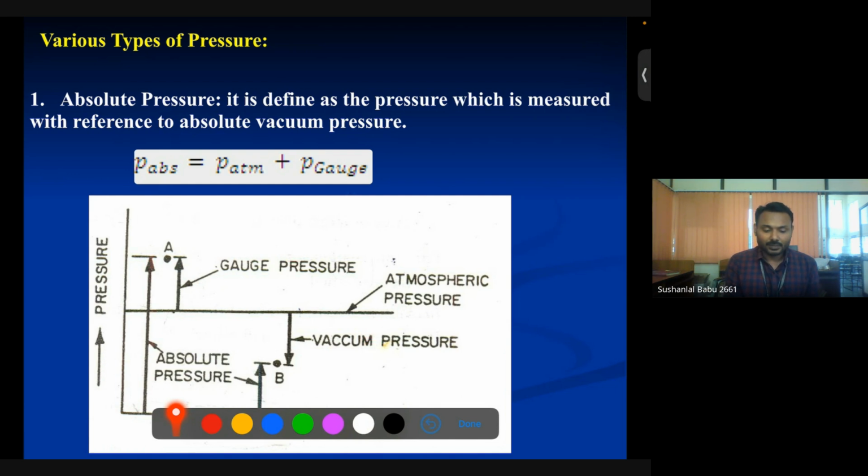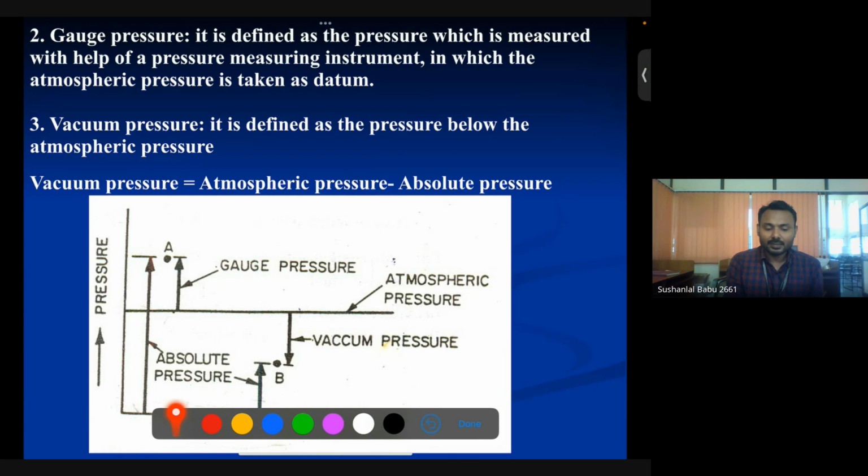So what is P absolute? P absolute is P atmospheric plus P gauge. That is what is written here. P atmospheric plus P gauge is the absolute pressure. And the gauge pressure is defined as the pressure which is measured with the help of a pressure measuring instrument in which the atmospheric pressure is taken as datum. Vacuum pressure is defined as the pressure below the atmospheric pressure.